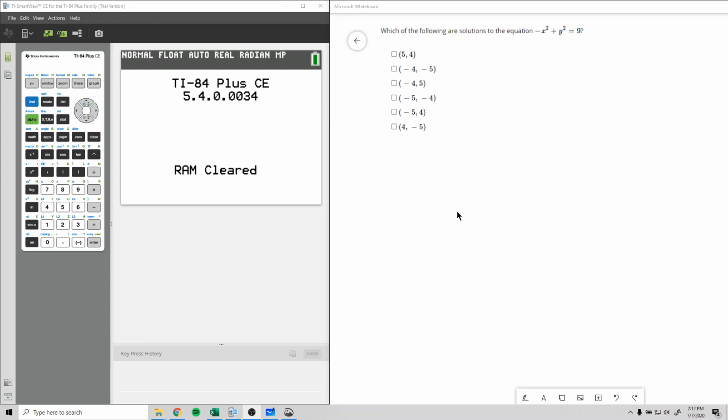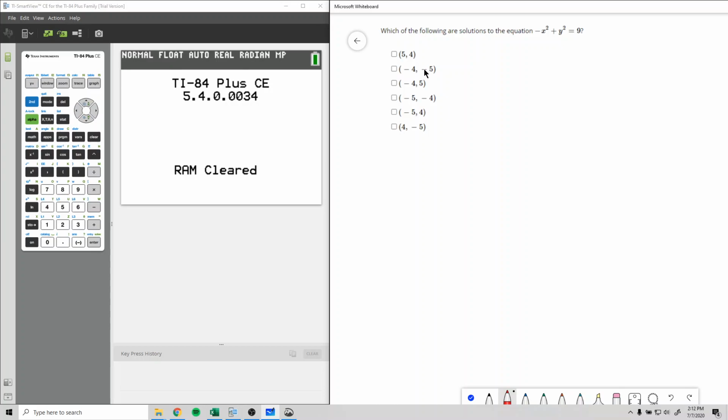This question is asking which of the following are solutions to the equation negative x squared plus y squared equals 9. Now, what it's really asking for here, if you look at all the choices, the box means any number of these can be the answer. This is multiple answer, whereas multiple choice will have just a circle. You've probably seen some already.